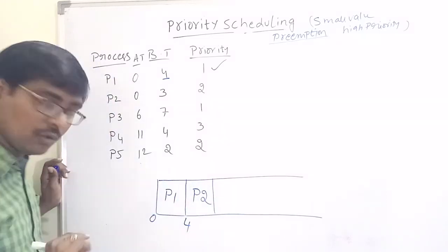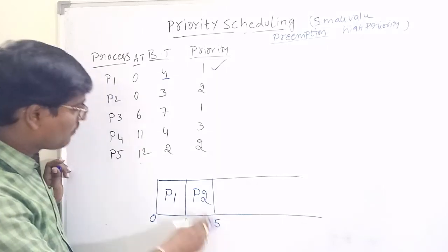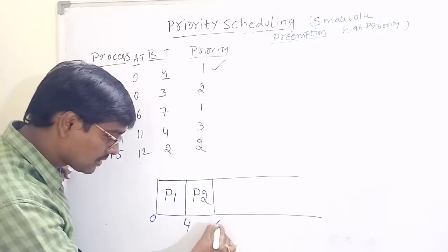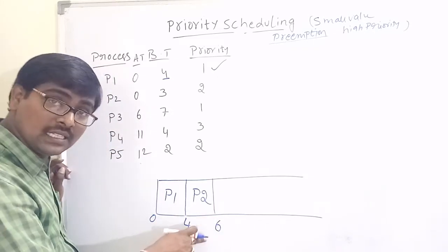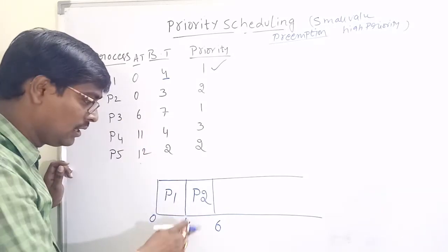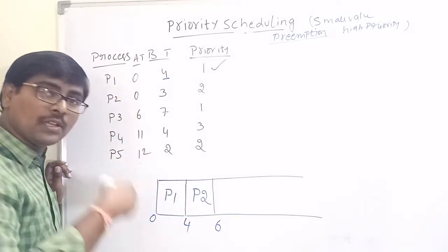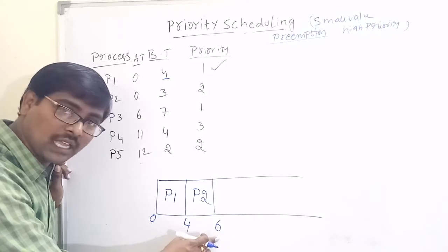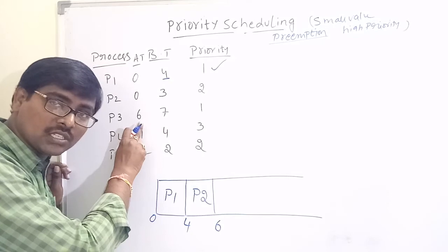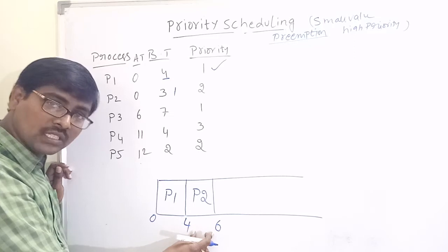Again we have to check every 1 millisecond. Suppose 5. At time 5, has any other process entered the system? No. At time 6, has any other process entered the system? Yes. Observe carefully. At time 5, no process entered. I execute 1 more millisecond, that is time 6. At time 6, process P3 enters the system. P2 requires a burst time of 3, of which 2 units are completed.